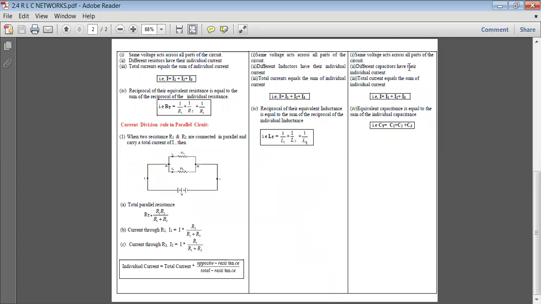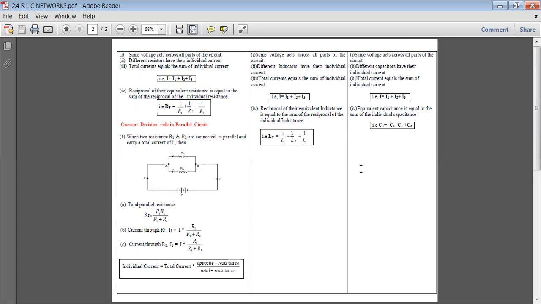Different capacitors have their individual current. Total current equals the sum of individual currents. Simply, I is equal to I1 plus I2 plus I3. Equivalent capacitance is equal to the sum of the individual capacitances. CT is equal to C1 plus C2 plus C3.